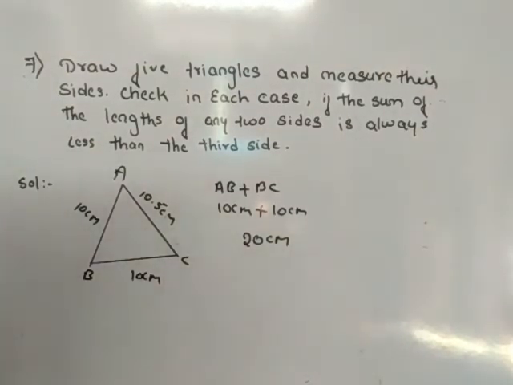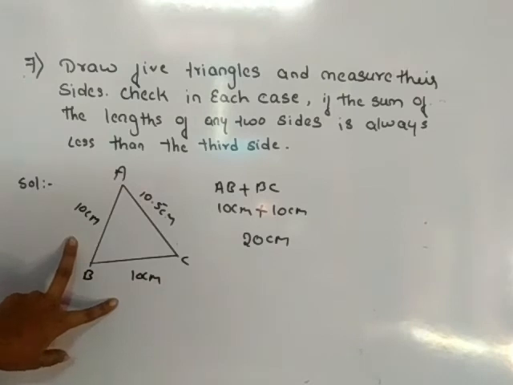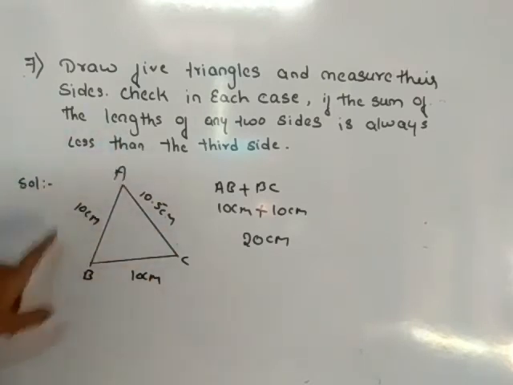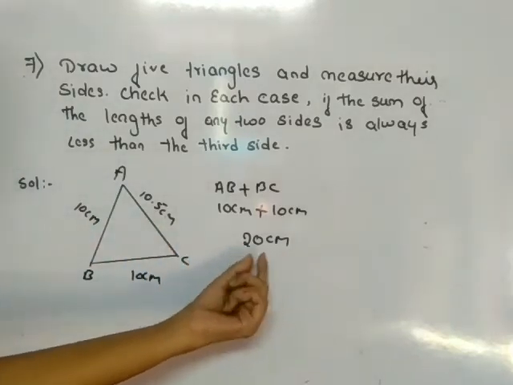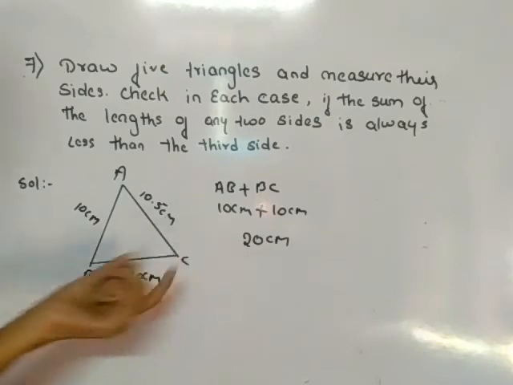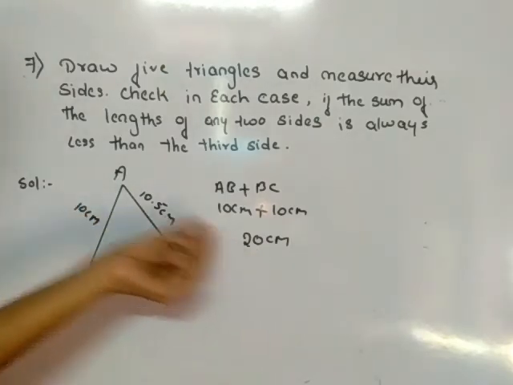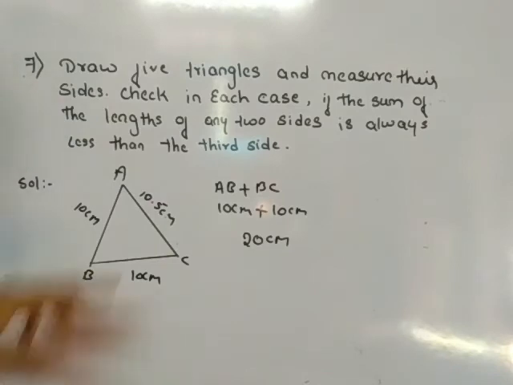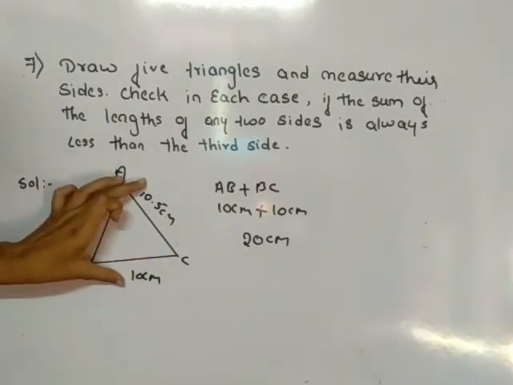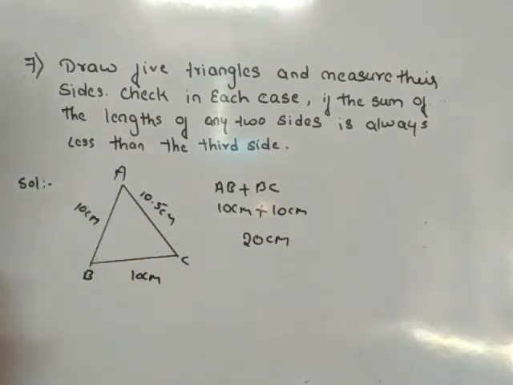So we can say that the sum of the length of any two sides of a triangle can never be less than the third side, isn't it? We are always getting a greater length only. When we add any two sides, we get a length which is greater than the third side. We can add the other two sides and check. It will also be the same.